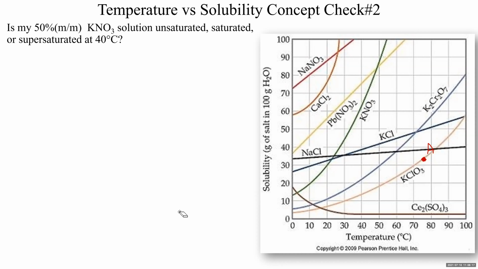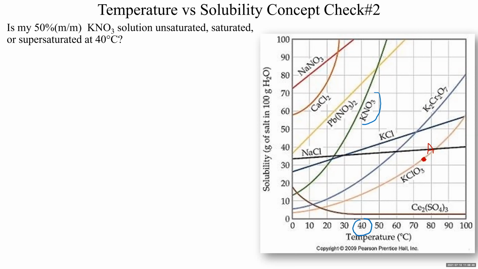Here's another concept check question. Is my 50% by weight potassium nitrate, and here's our potassium nitrate, that's the green graph, or KNO3, they're labeled, is my 50% by mass potassium nitrate solution unsaturated, saturated, or supersaturated at 40 degrees? Remember, you need the temperature. You can't just look at the graph and make a decision. You have to get a specific temperature and watch where it intersects the graph.